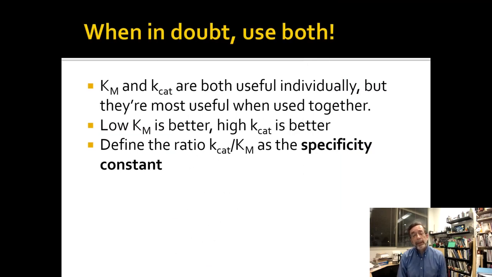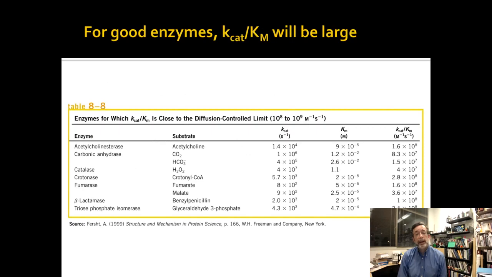So if we put them together, and if we put Kcat on the top of a fraction, Km on the bottom, we get a single number that if it is bigger, it's better, called the specificity constant. That's pretty simple, and so biochemists like to use that to talk about things. So for good enzymes, we're going to have a large Kcat/Km.